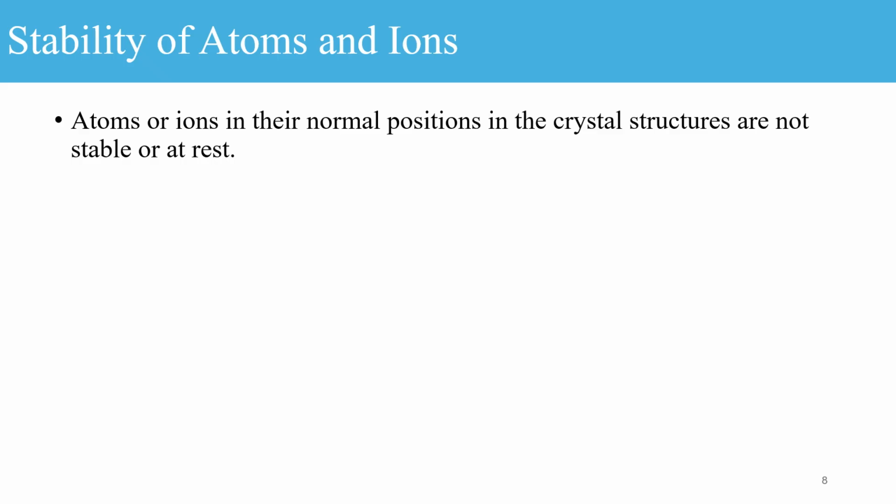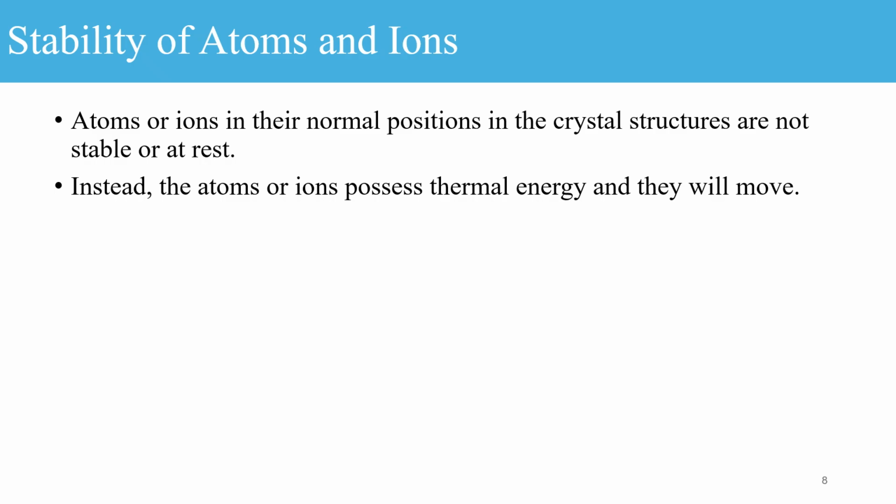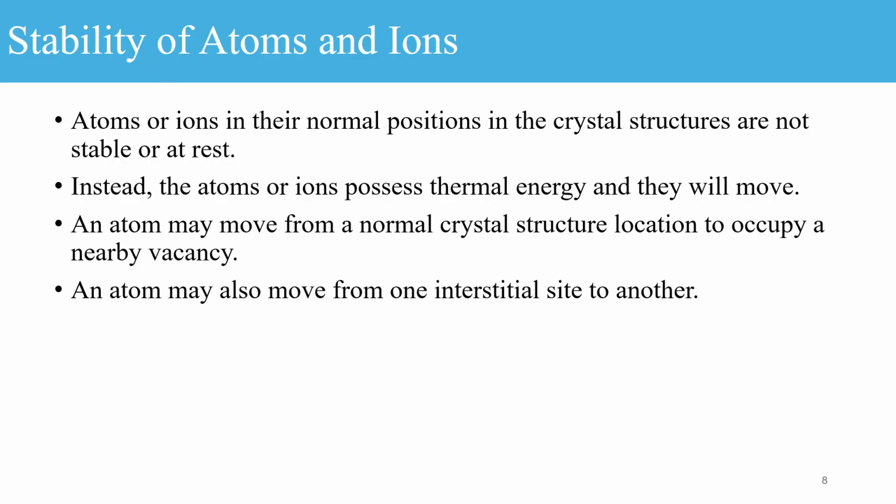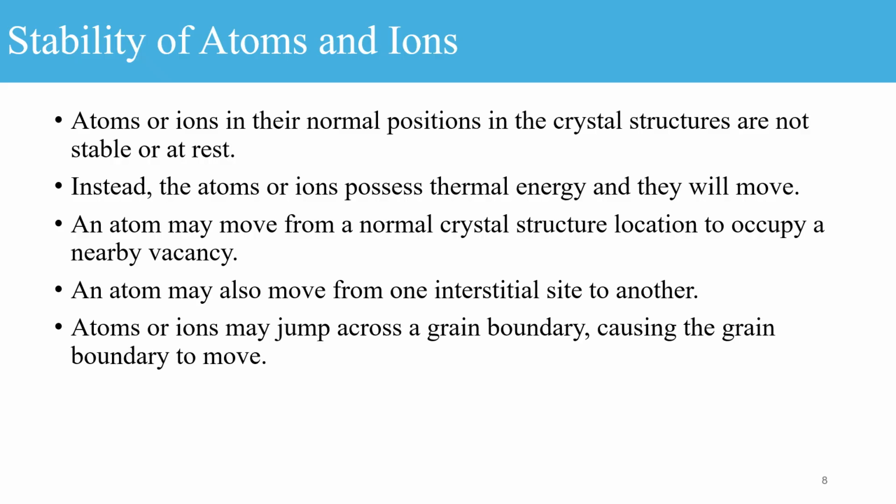Atoms and ions in their normal positions in their crystal structure are not stable or at rest. Instead, they possess thermal energy and they will always move. An atom may move from a normal structure location to occupy a nearby vacancy, or it can also move from one interstitial site to another one. They may also jump across grain boundaries, causing the grain boundary to move.